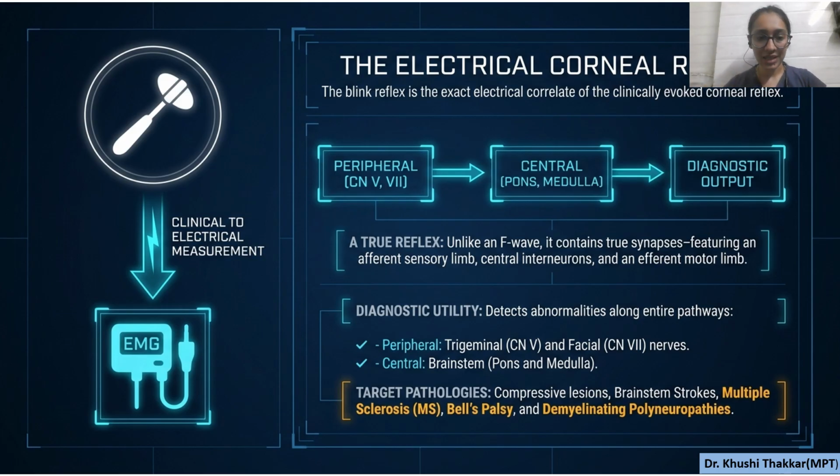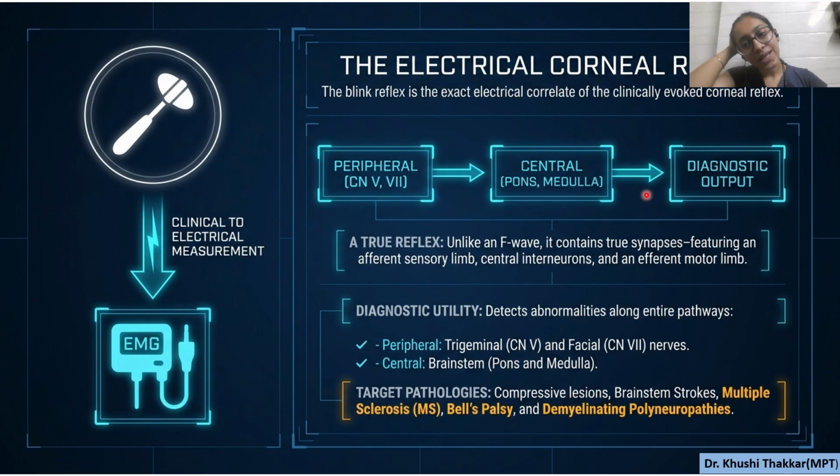So now let's understand this. This is the peripheral part, that is cranial nerve 5, trigeminal, and cranial nerve 7, that is facial. Once the stimulus is given, it goes to the central nucleus that is situated in the pons and medulla, and then you get the diagnostic output. So clinical to electrical measurement is your blink reflex.